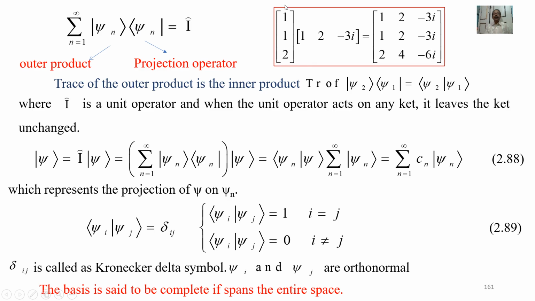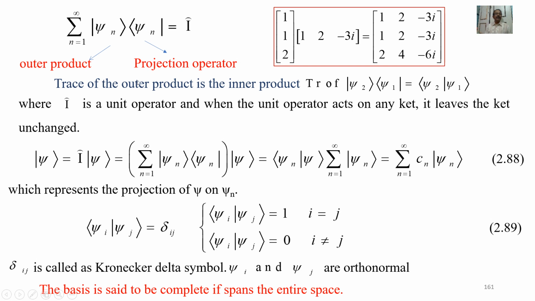Suppose we go for the same problem, then the column matrix is given as 1, 1, 2, and the row matrix is given as 1, 2, minus 3i. Then we can have a matrix. See, 1 multiplied by 1, 2, minus 3i is the first row vector, the second row vector is the same, and 2 multiplied by 1, 2, minus 3i will give us 2, 4, minus 6i. So when a ket vector is multiplied by a bra vector, it will give us another matrix. It's an operator.